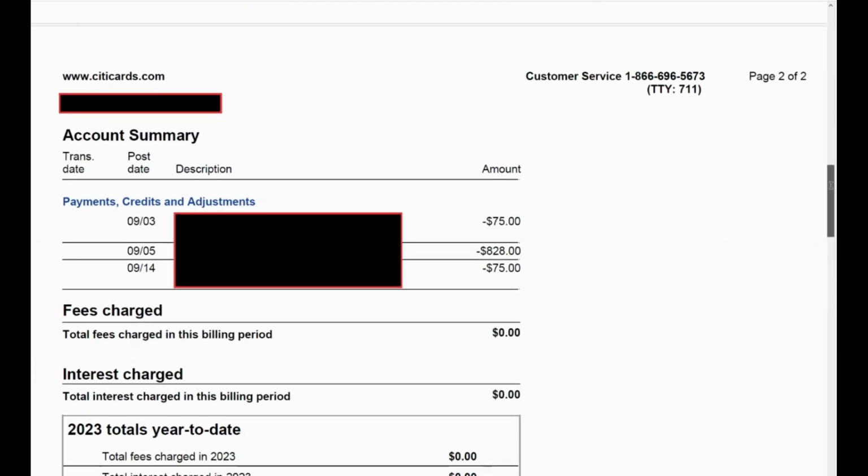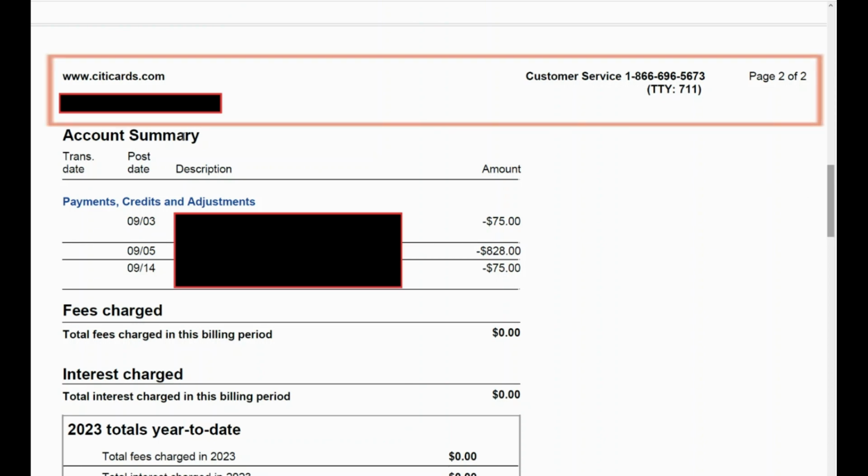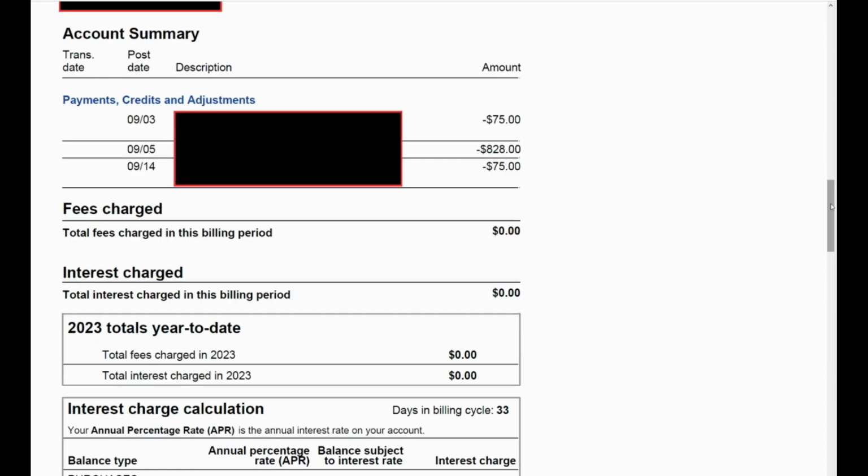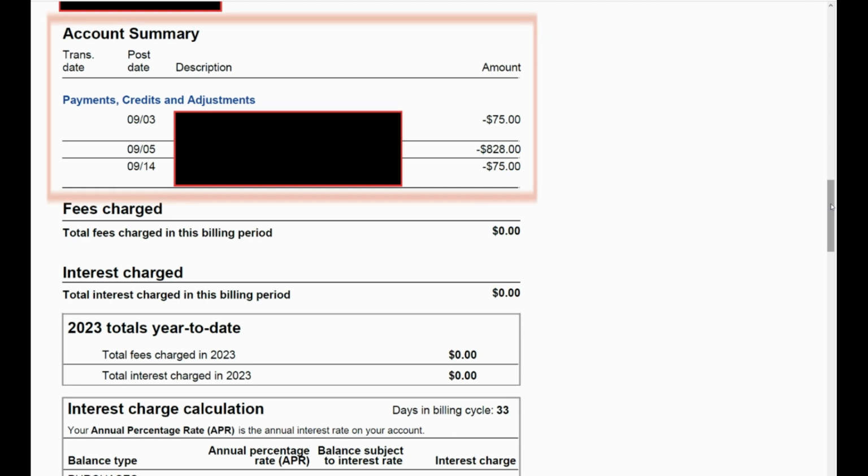On the next page, we have more information. At the very top, you will always have your name, account ending in at the top. You have the customer service number in case you need it. The first set of information we see on this page is the account summary. As with most of these account summaries, it always starts with your transactions. The format is transaction date, post date, description, and amount.